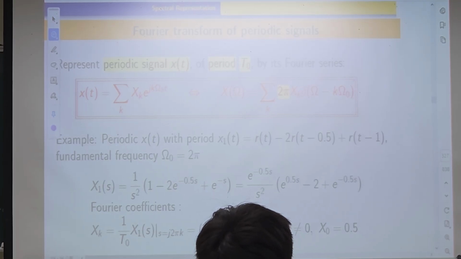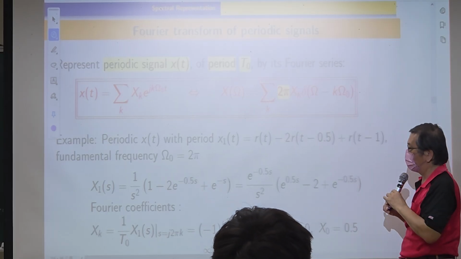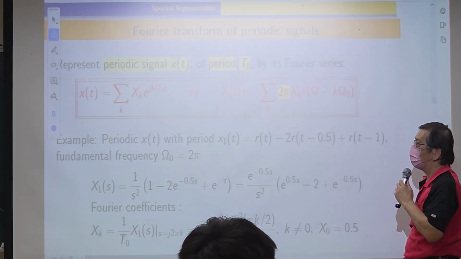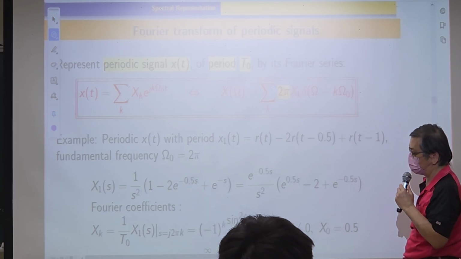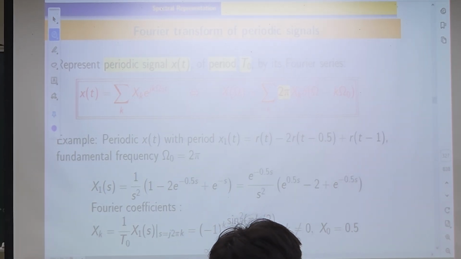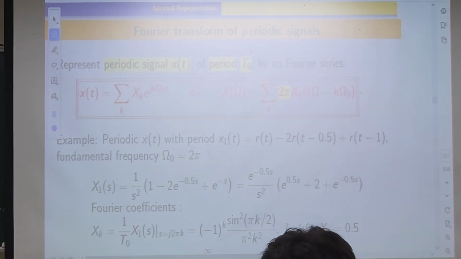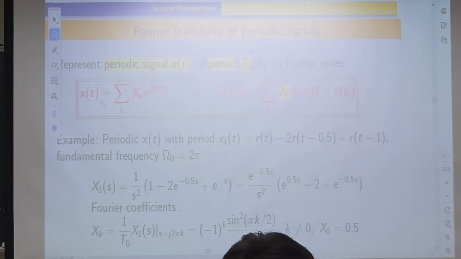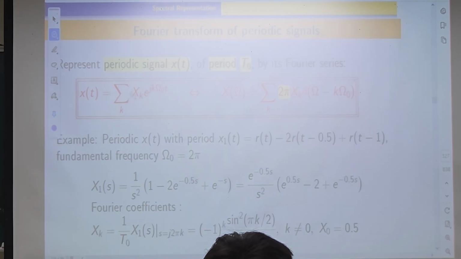Okay, now in the beginning we said that the Fourier transform is for aperiodic or non-periodic signals. But what if we are dealing with periodic signals? Then we may use the Fourier series expansion for the periodic signal. So suppose we have x of t, and its corresponding Fourier series is given by summation of x of k times the complex exponential function e to the j k omega sub 0 times t.